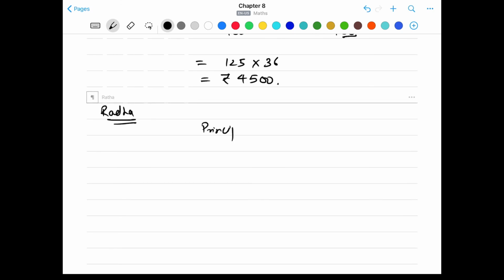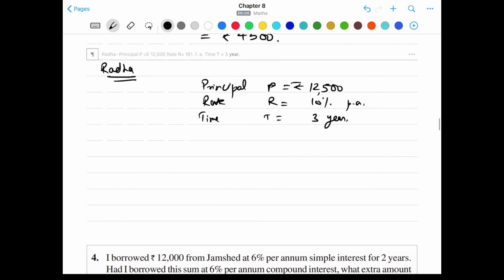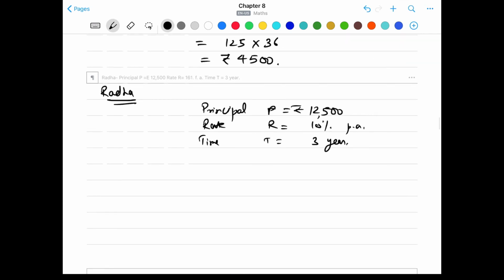Okay, for her the principal P is again 12,500, rate R is again 10% per annum, and time is 3 years. Okay, let's calculate the amount for her.